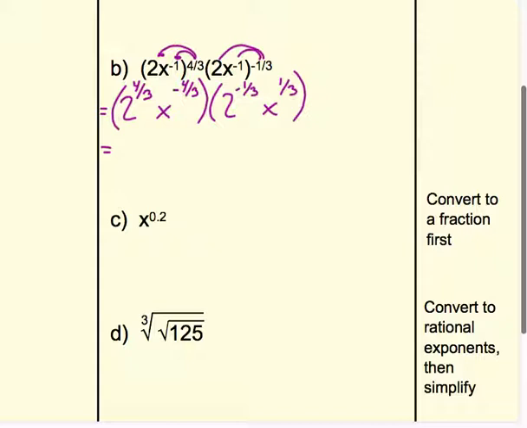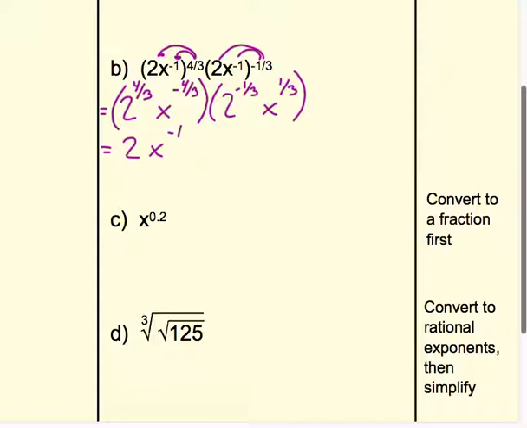All right, now we have a power times a power, so we're going to use the same rule we did on part A and add our exponents. So we've got 2 to the 4/3 times 2 to the negative 1/3. Adding those exponents, I get 1. For x, I have the negative 4/3 power plus the positive 1/3 power, so that's negative 1.